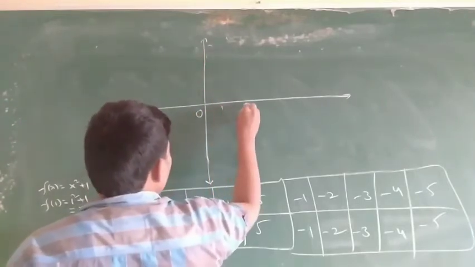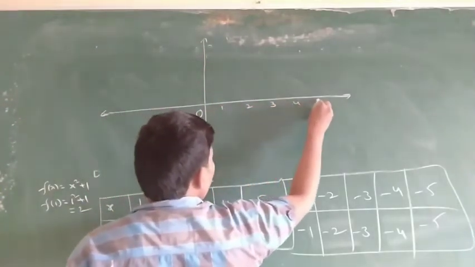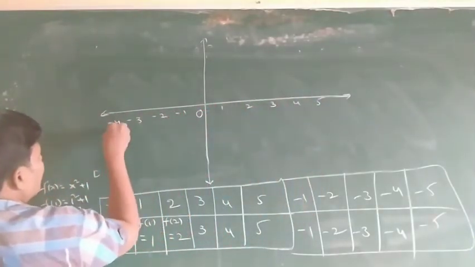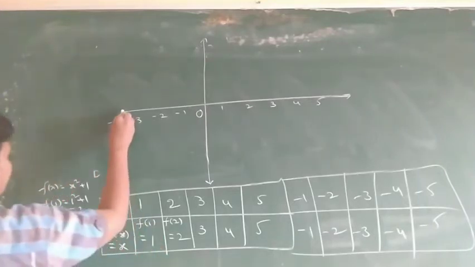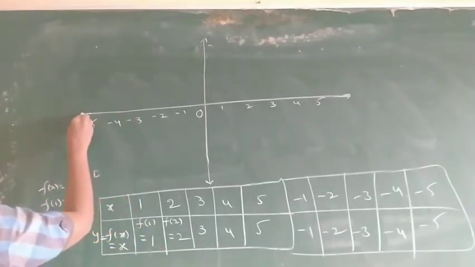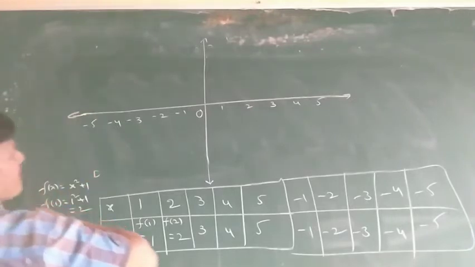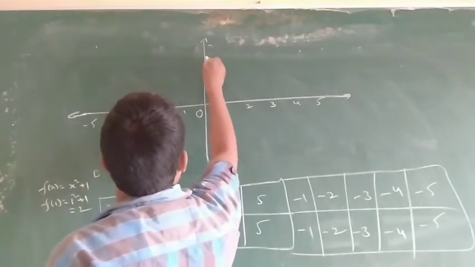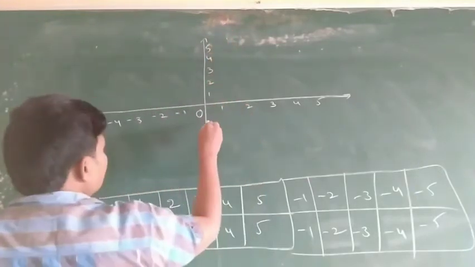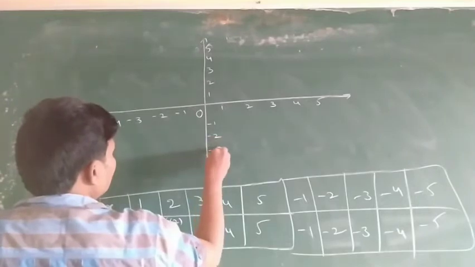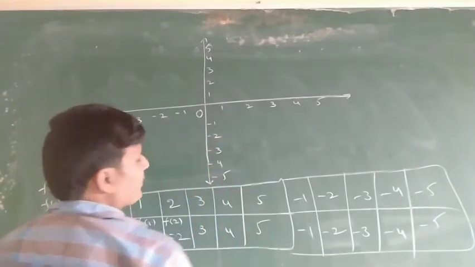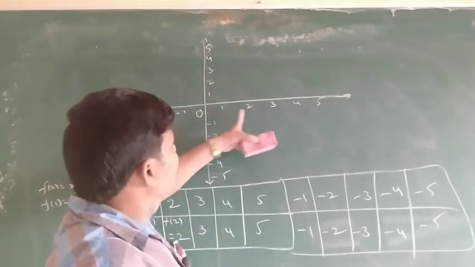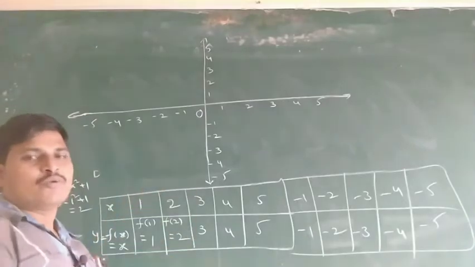Zero, 1, 2, 3, 4, 5, minus 1, minus 2, minus 3, minus 4, minus 5. So 1, 2, 3, 4, 5, and minus 1, minus 2, minus 3, minus 4, minus 5. In the graph paper, the distance between any two numbers is equal, 10 small boxes.